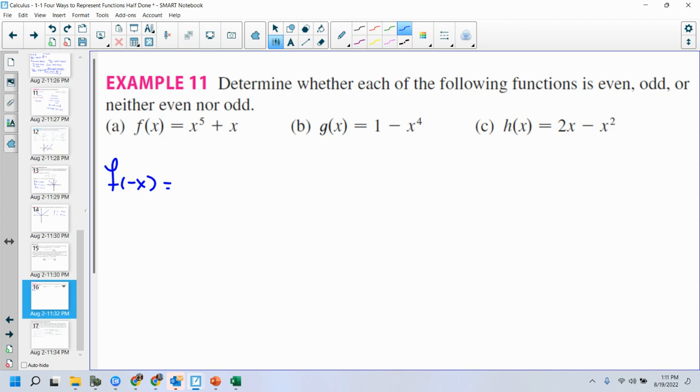Okay, so that would mean in this case I've got a negative x to the fifth plus a negative x. Anything raised to an odd power with a negative, that negative just sits out in front, right? So f of negative x is negative x to the fifth minus x. I can factor out that negative so it looks like this.